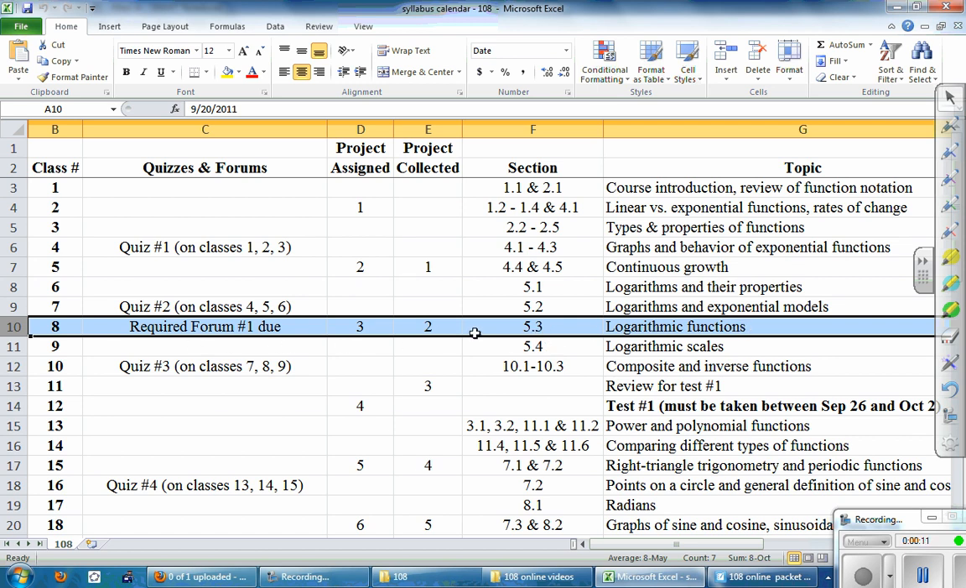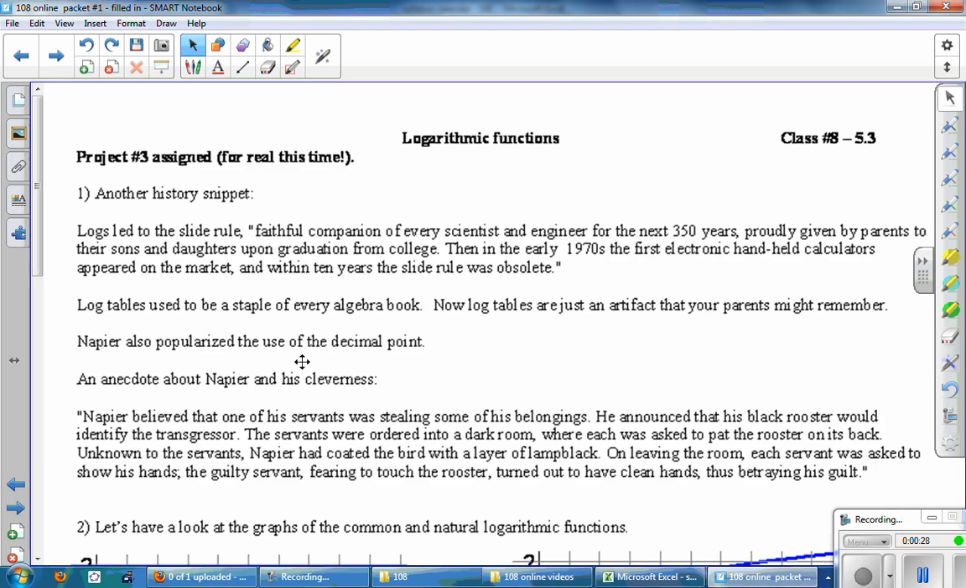Lots of stuff happening in this row. Project 2 is officially due today. Project 3 is officially assigned today. And required forum is officially due today as well. Lots of information on Moodle about all of those things. And let's go ahead and get started on 5.3.